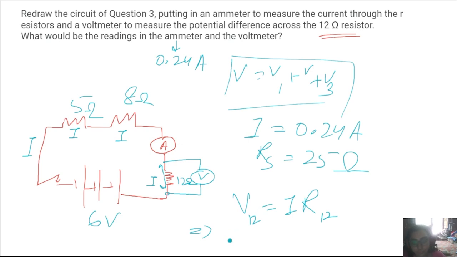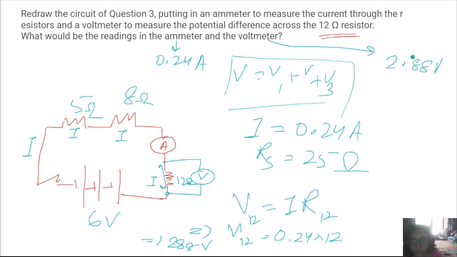So V12 is basically 0.24 into 12, right? So this will come to something of 2.88 volt. Okay. So the voltmeter measures a voltage of 2.88 volt.